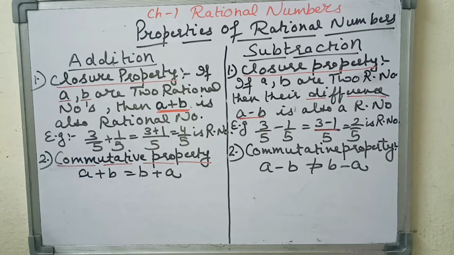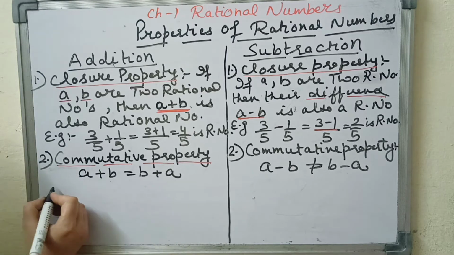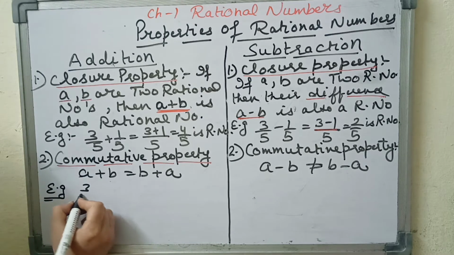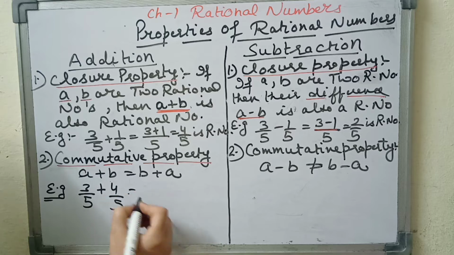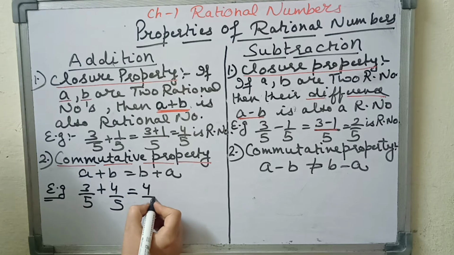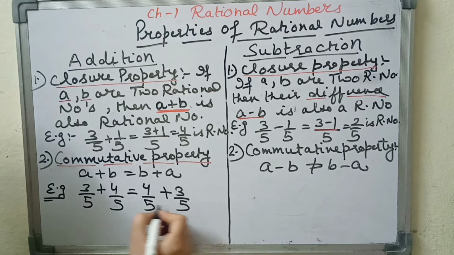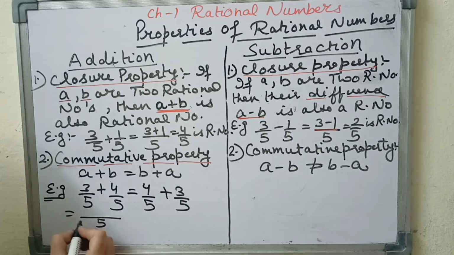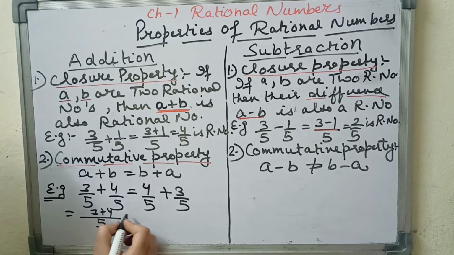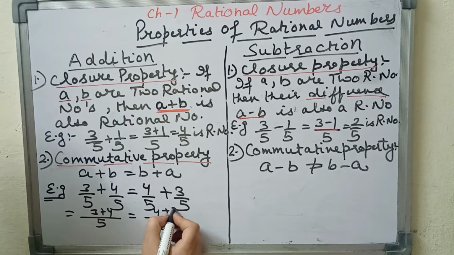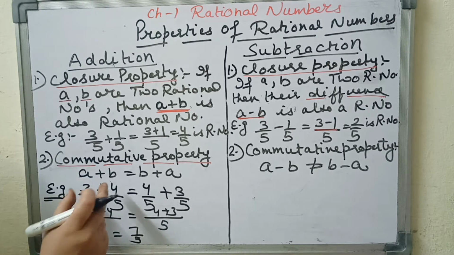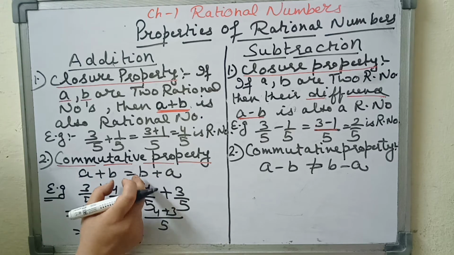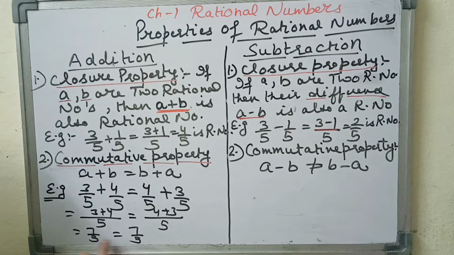Now your next property under addition is the commutative property. In this property, the sum of two rational numbers in any order remains the same. Now let us explain it by taking an example. I will take a as 3 over 5 and b as 4 over 5. Now interchange the order: b is 4 over 5 and a is 3 over 5. When I take the LCM, the denominator is the same, so I will get 5. 3 plus 4 over 5, and again 4 plus 3 over 5. 7 over 5 and it is 7 over 5. And you see now, when I change the order of two numbers, after addition their sum remains the same.